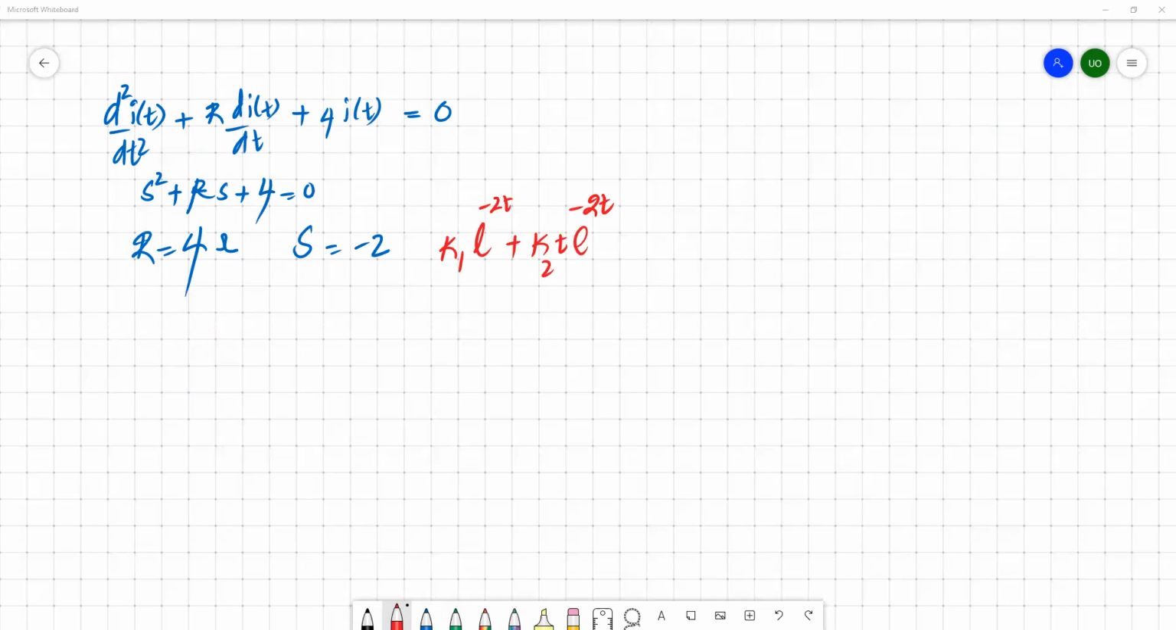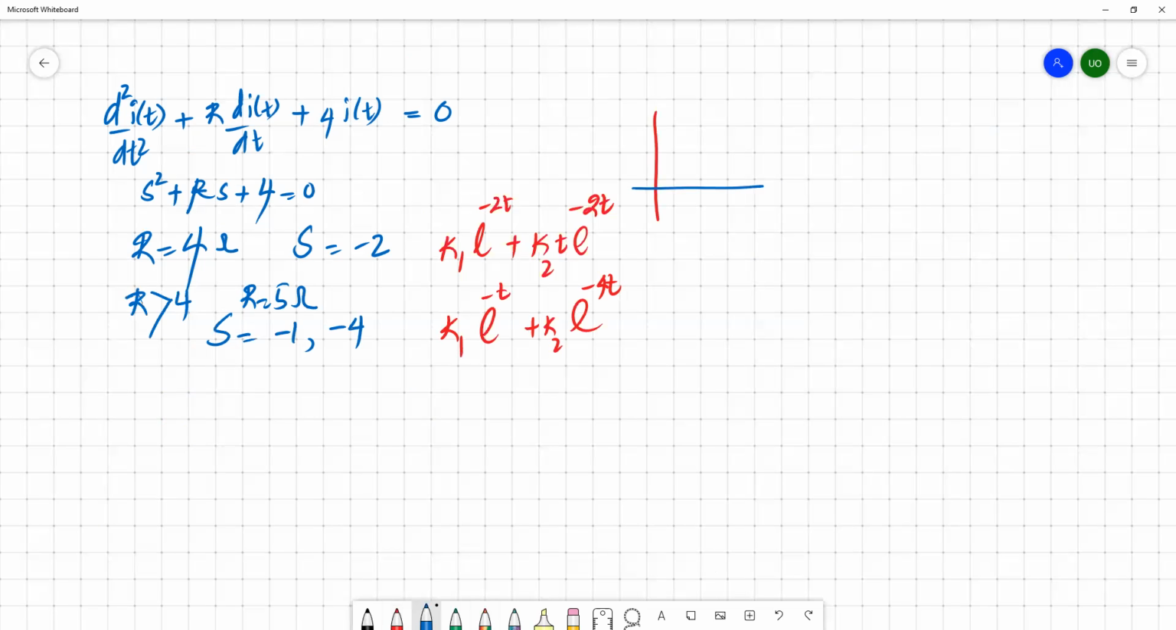If you select a resistance value greater than 4, for example R equals 5 ohm, then you will end up with two distinct roots. S is basically -1 and -4. Then the response is k1 e to the power minus t plus k2 e to the power -4t. So now your response turns to this model.